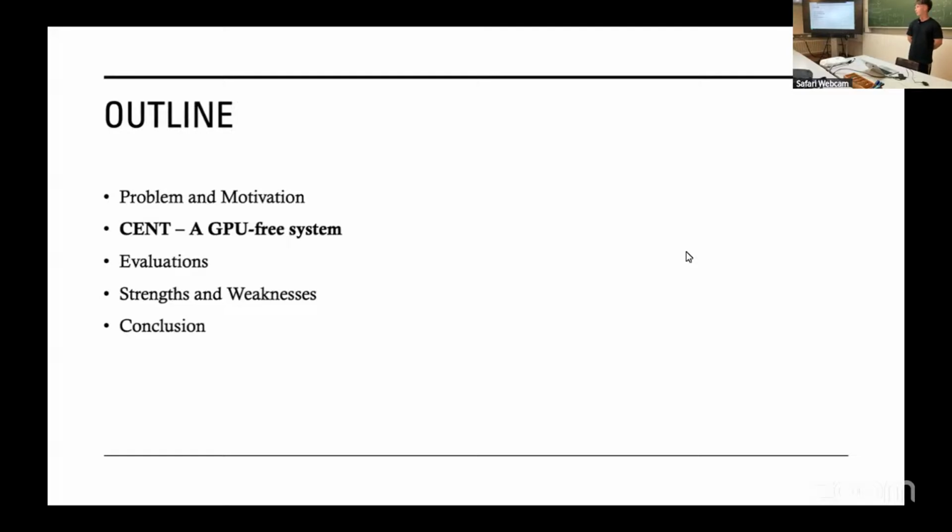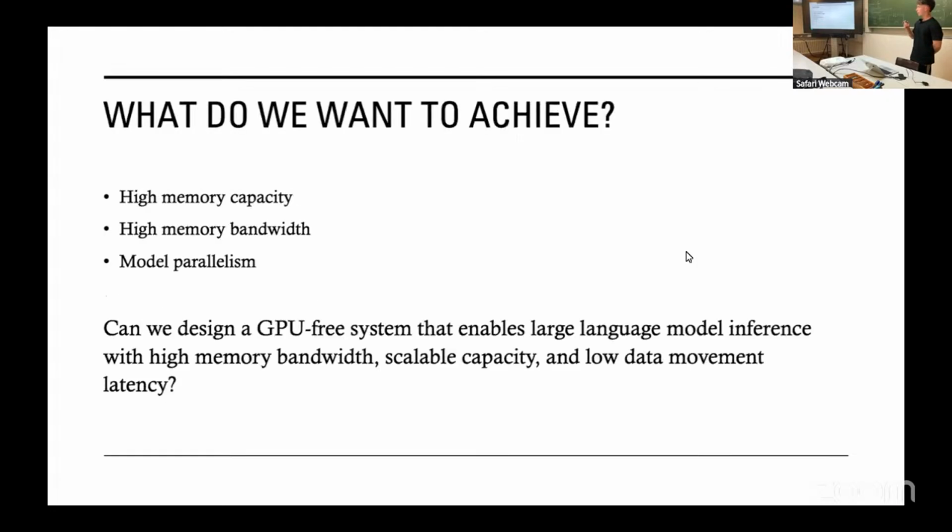Okay, since we now have the problem, let's have a look at the solution. Hence, what do we want to achieve? We at first saw that we need a high memory capacity, we need high memory bandwidth, and model parallelism. Hence, the question we ask ourselves is, can we design a GPU-free system that enables large language model inference with high memory bandwidth, scalable capacity, and low data movement latency?